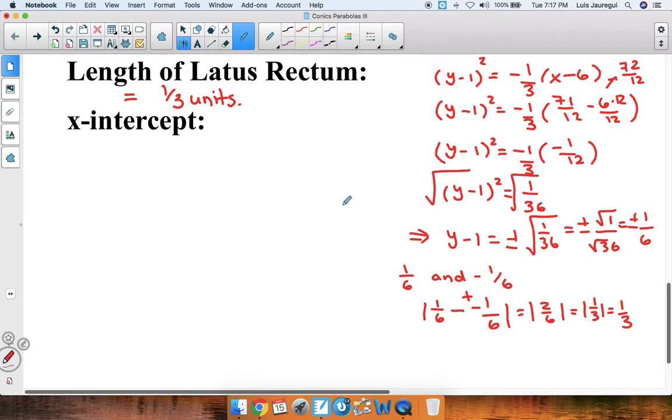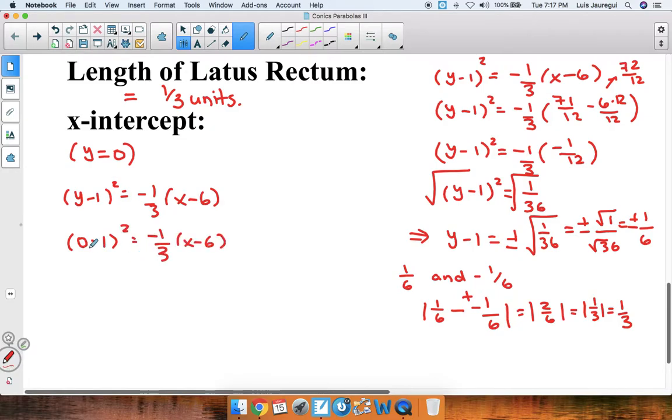And the last thing we want to figure out is the x-intercept. Remember that in order to find the x-intercept, we set y equal to 0. So again, taking the original equation, (y − 1)² = −1/3 (x − 6), we substitute in the 0, so we get (0 − 1)² = −1/3 (x − 6). We evaluate this on the left: (0 − 1)² is simply 1. So we have 1 = −1/3 (x − 6).